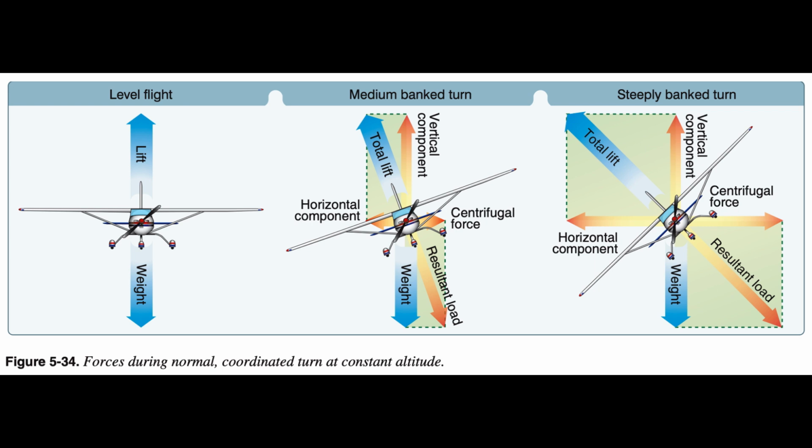This explains why, in a correctly executed turn, the force that turns the aircraft is not supplied by the rudder. The rudder is used to correct any deviation between the straight track of the nose and tail of the aircraft into the relative wind. A good turn is one in which the nose and tail of the aircraft track along the same path.